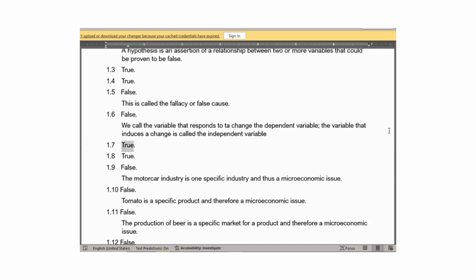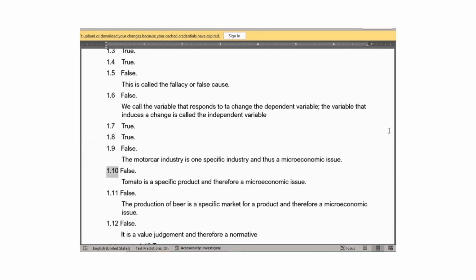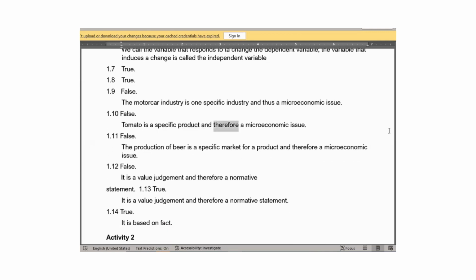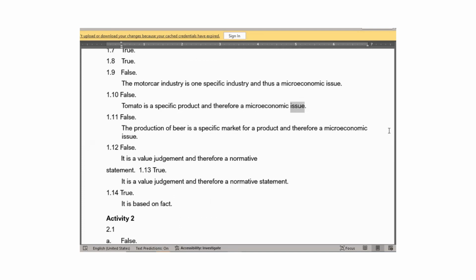1.7 True. 1.8 True. 1.9 False. The motor car industry is one specific industry and thus a microeconomic issue. 1.10 False. Tomato is a specific product and therefore a microeconomic issue. 1.11 False. The production of beer is a specific market for a product and therefore a microeconomic issue.